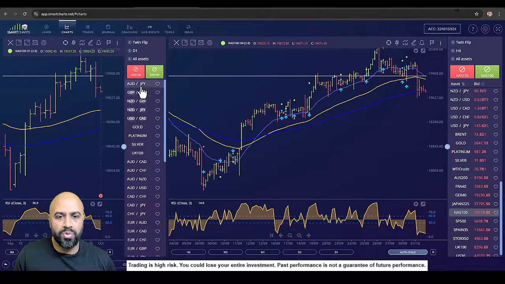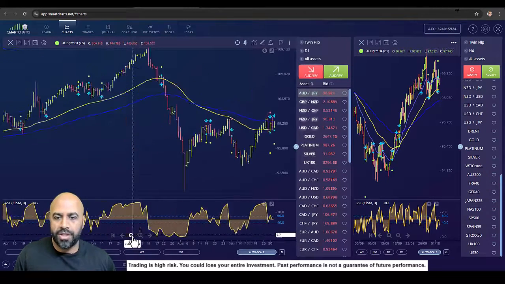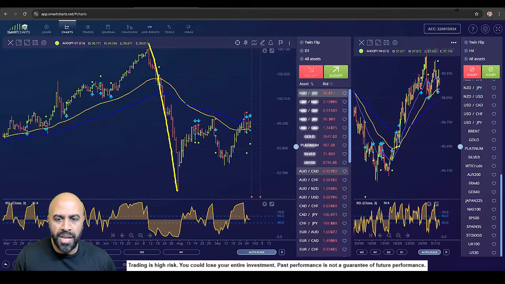So first of all, Aussie yen on a positional trade, because what we have here on the daily chart on Aussie yen on the twin flip is that we had this really big move to the downside, and quite often what can happen is the market can go a bit range based after this.